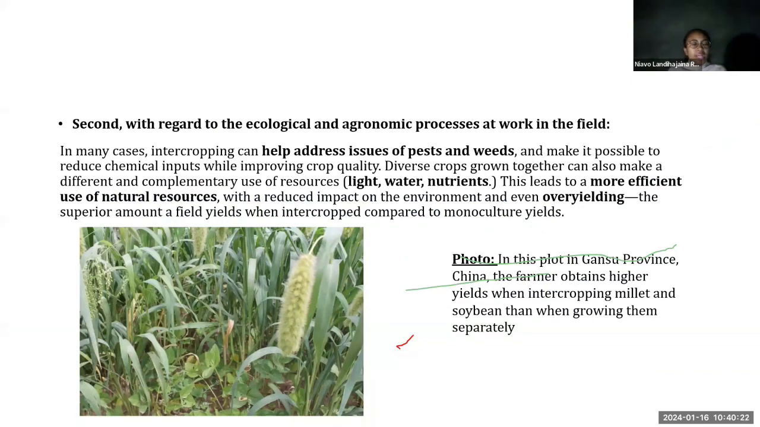The second main advantage of intercropping is with regard to the ecological and economic processes at work in the field. It can help address issues with pests and weeds, and make it possible to reduce chemical inputs while improving crop quality. Diverse crops grown together can also make a different and complementary use of resources like light, water, and nutrients. We can see an example of intercropping in this photo. It is a plot in China where the farmers obtain higher yields when intercropping millet and soybean than when growing them separately.